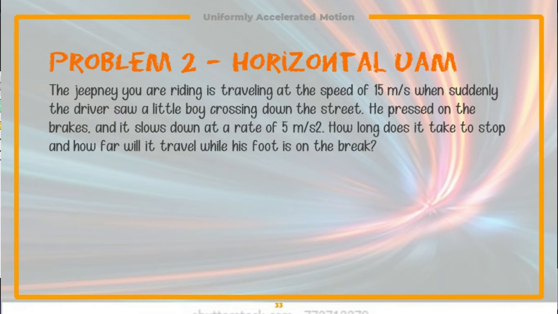So, syempre, yung process pa din natin nag-resa yung gagawin natin. Okay, let's have this problem. Our given will be initial velocity, since the jeepney is already moving, is 15 meters per second. And according to the problem, our acceleration is 5 meters per square second. However, sabi doon is the jeepney slows down. So, our acceleration here will become negative.